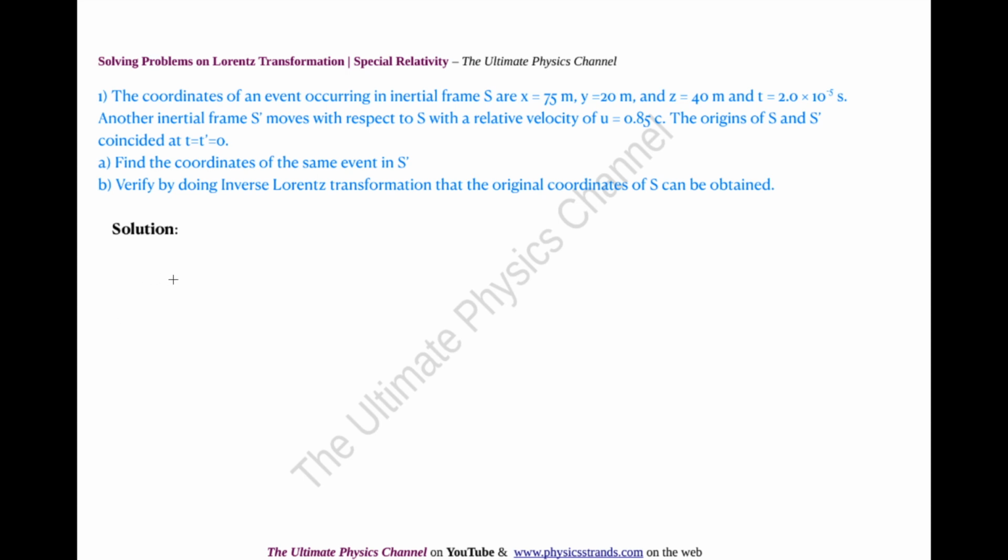So we can write that we need x prime, which is equal to gamma times (x minus ut). Of course, our y prime and z prime are going to be the same. And then of course we will calculate t prime using the formula (t minus ux over c squared) by square root of (1 minus u squared over c squared), or gamma times this thing, you can write in a shortened format.